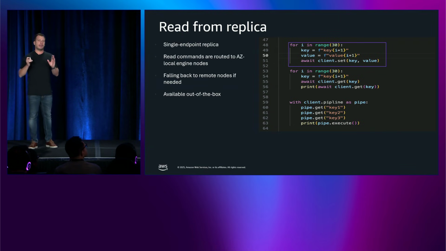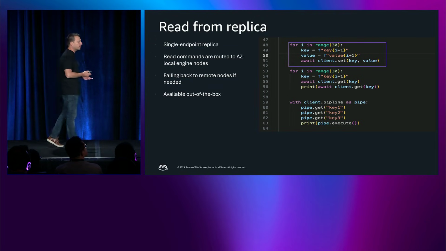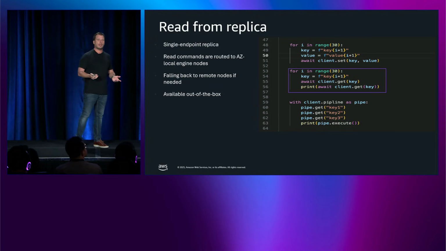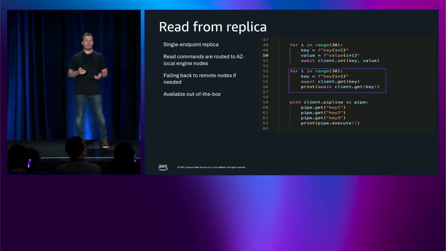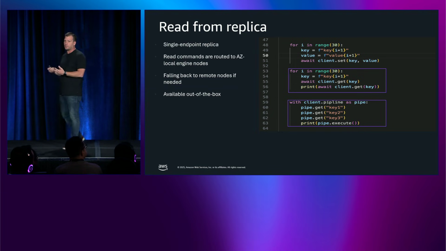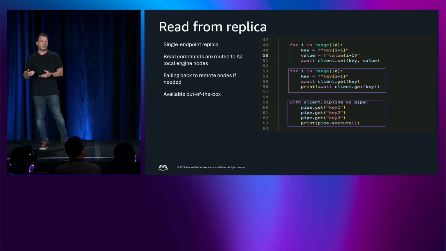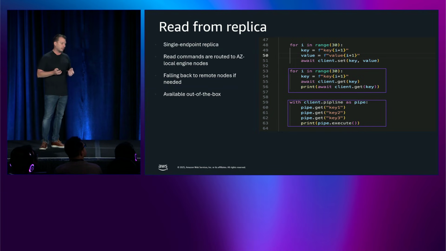Here I have three very simple blocks of code. The first one just populates a few keys to my cache serverless. The second one is a for loop where I'm fetching the data from my cache. And the third one is pretty much the same, just with pipeline. I'm doing a batch of multiple keys that are running all together.